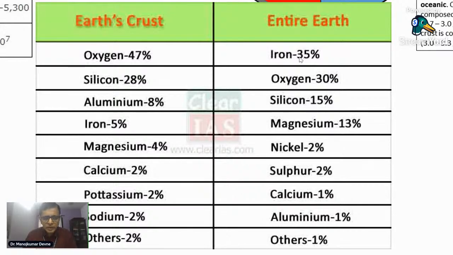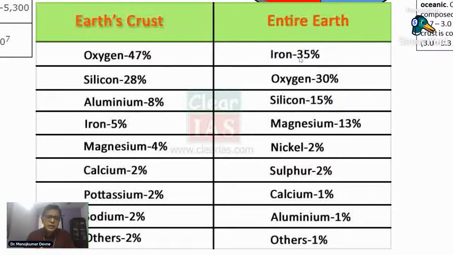And then you have aluminium, which is 1%, which is 8% in the Earth's crust. So it's a lighter element. So obviously it has been thrown towards the outer side of the Earth, thus leaving a very small amount when we speak about it in the entire Earth. And others, of course, is 1% only as far as the entire Earth is concerned. Others involve 2% as far as the Earth's crust is concerned.